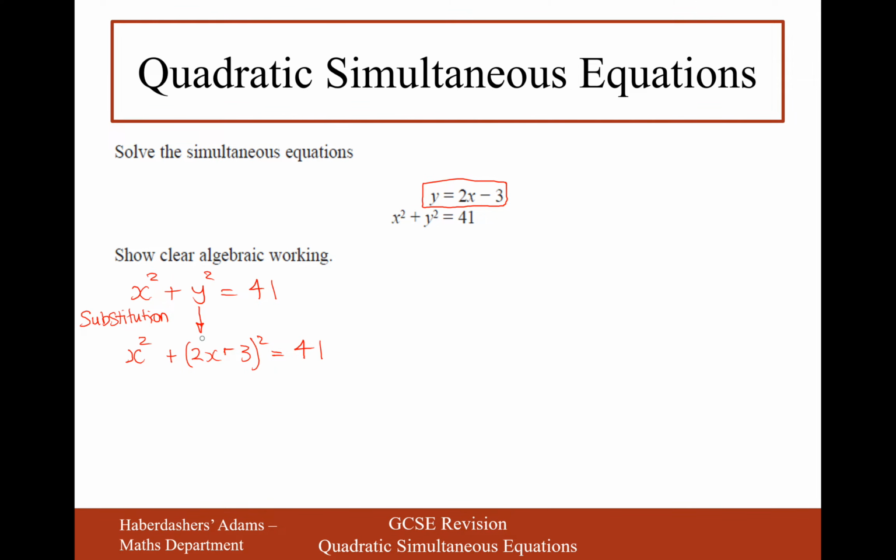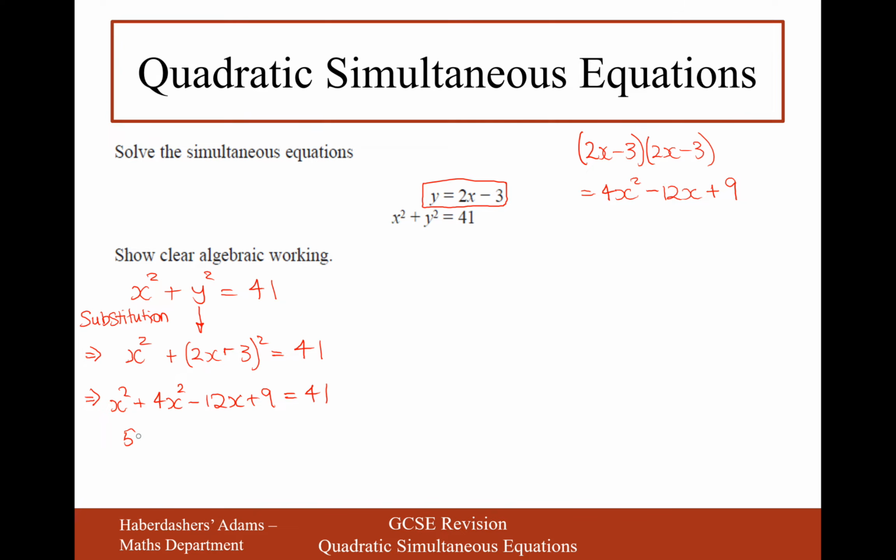The next thing I'm going to need to do is expand this squared bracket. That's why we did some practice on squaring brackets. So when you square 2x minus 3, it's 2x minus 3 times 2x minus 3. Expanding the bracket gives you 4x squared, and then minus 6x minus another 6x, that would be minus 12x, and then plus 9 from minus 3 times minus 3. So on the next line, it's going to be x squared plus 4x squared minus 12x plus 9 equals 41.